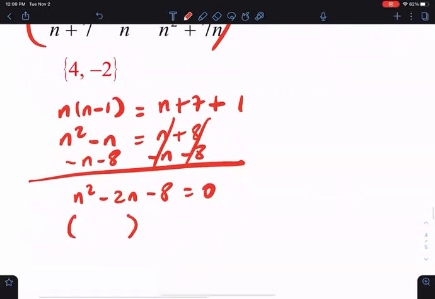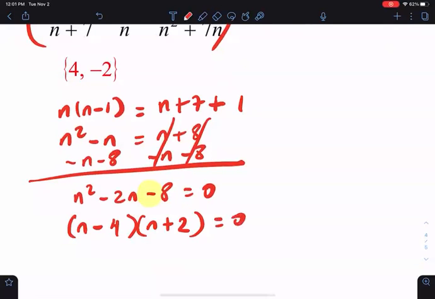So we need to factor this out. So this is going to be n, and the signs are going to be different because this sign tells me that the signs are going to be different. So this is going to be minus and plus. And I need two numbers. When I multiply, they give me 8. And when I combine, give me 2. So that's going to be 4 and 2. Okay. So that works out.